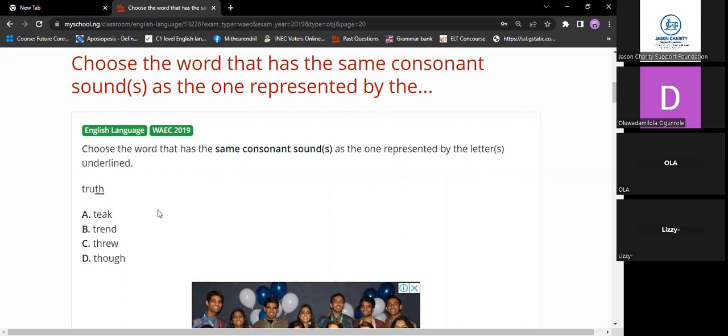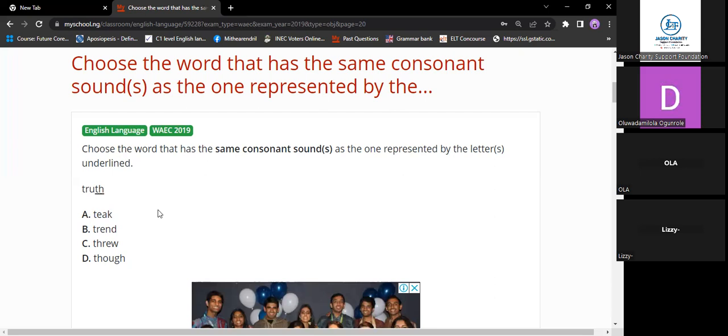Now, the first option we have here is tick. No, it is not a TH word. The second one is trend. It is not a TH word. The two other words that are TH words, we need to test each of them to know which one has the same pronunciation as the one in the question. The option C is through, and the option D is though.